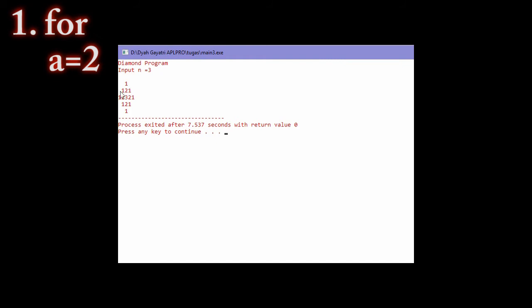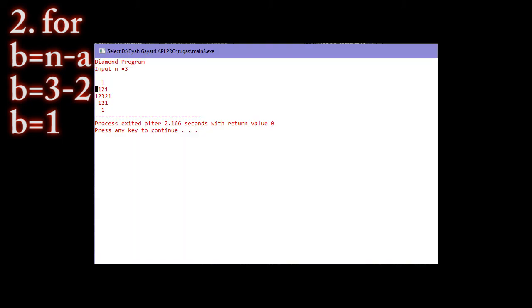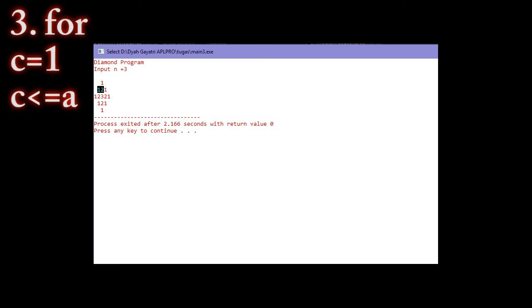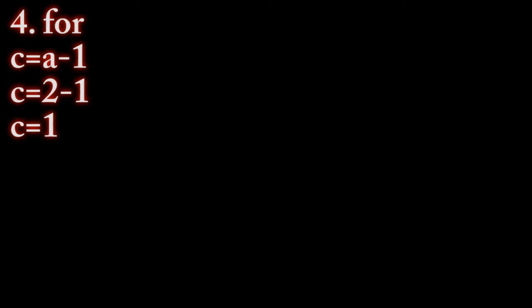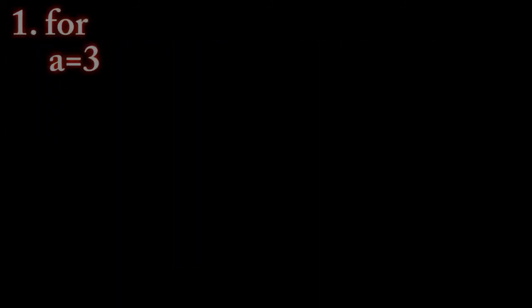Then it will generate the answer because a is less than or equal to n. Because in the beginning the value of n is 3, the value of b is the result of 3 minus 2, so the result is 1. Then it will produce 1 space. The value of c is 1, and c is less than or equal to a. It will generate the values 1 and 2. The value of c is the result of a minus 1, and c is greater than or equal to 1, so the value of c is 1.